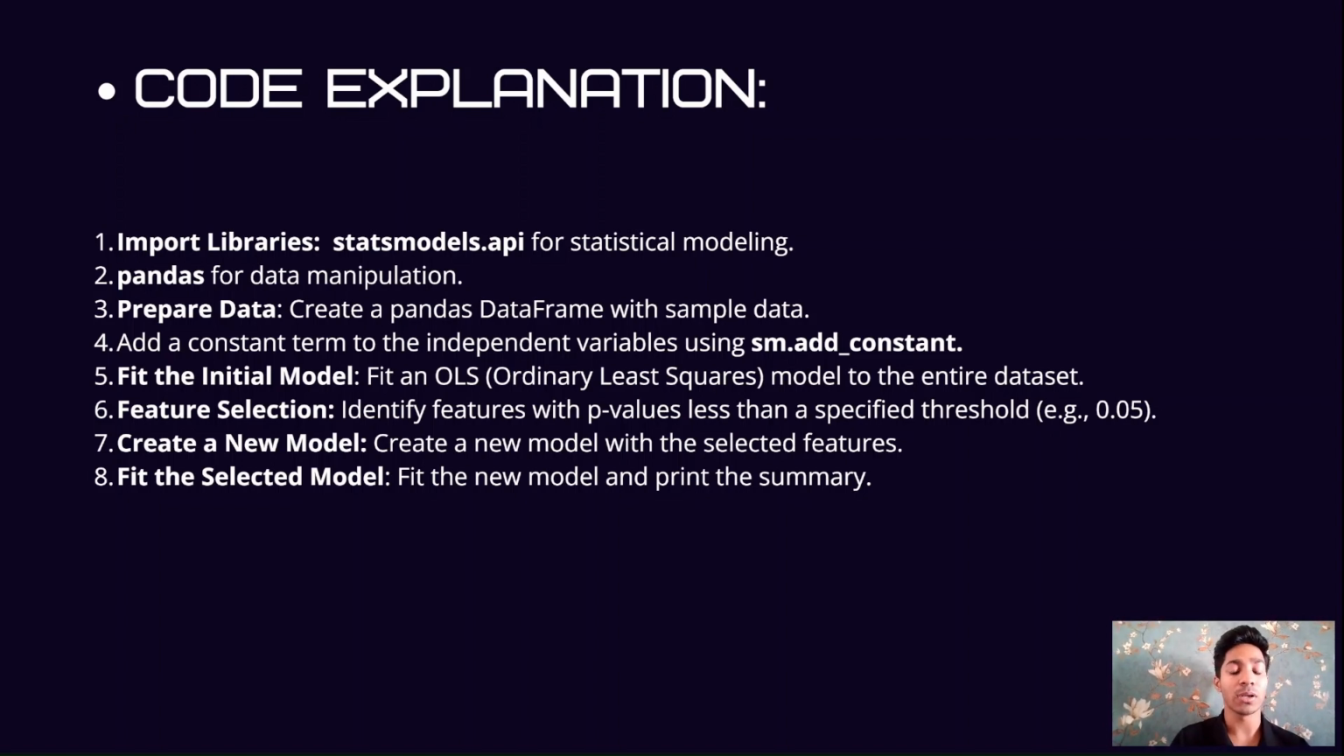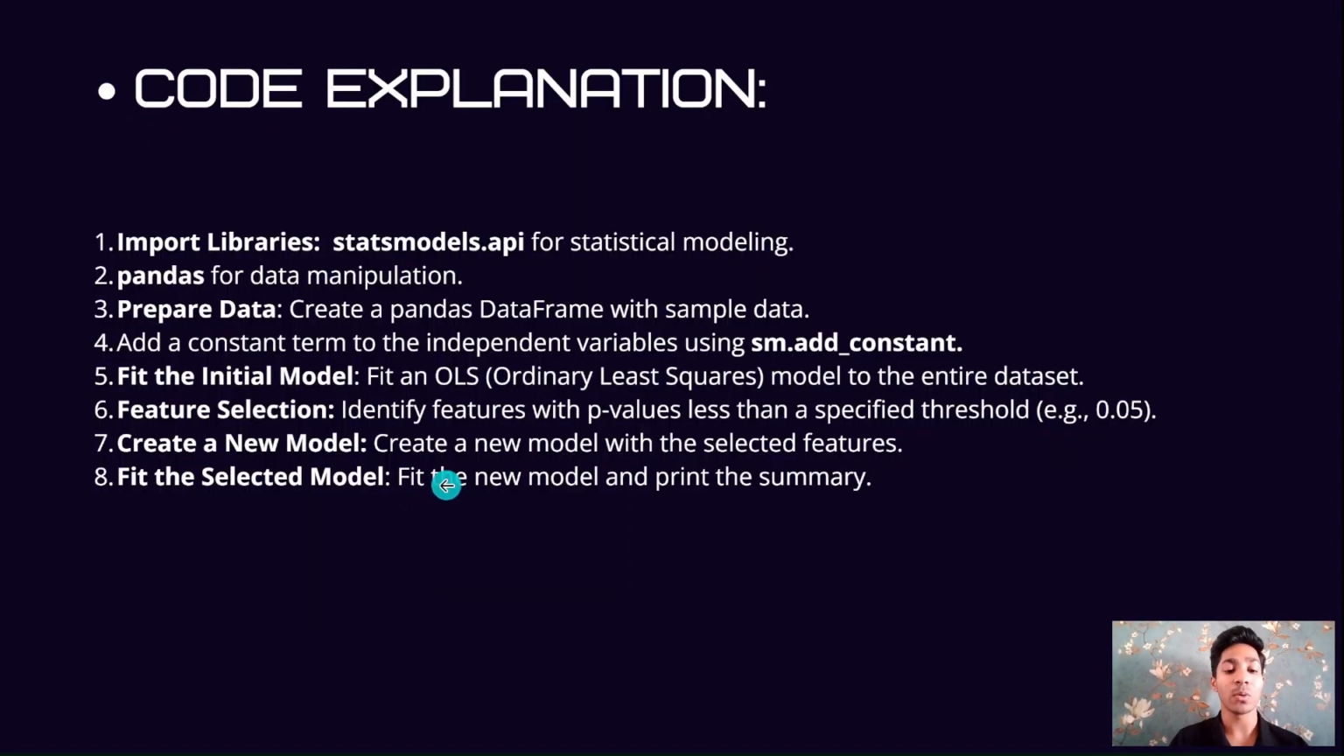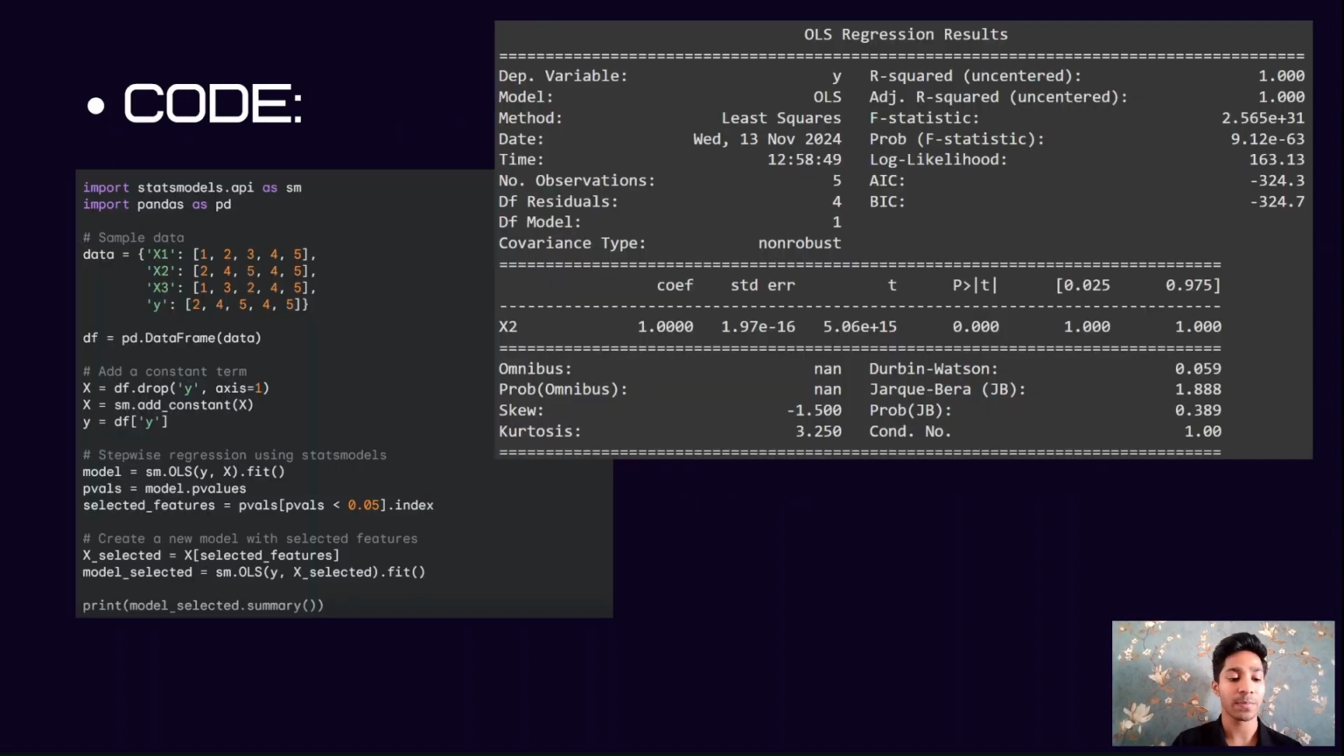Then we create a new model. Here we are creating the new model using OLS and the fit function. In creating a new model, we select the features which are required or appropriate, and then we fit the selected model. Fit the new model and print the summary. And at the end, we print the summary.